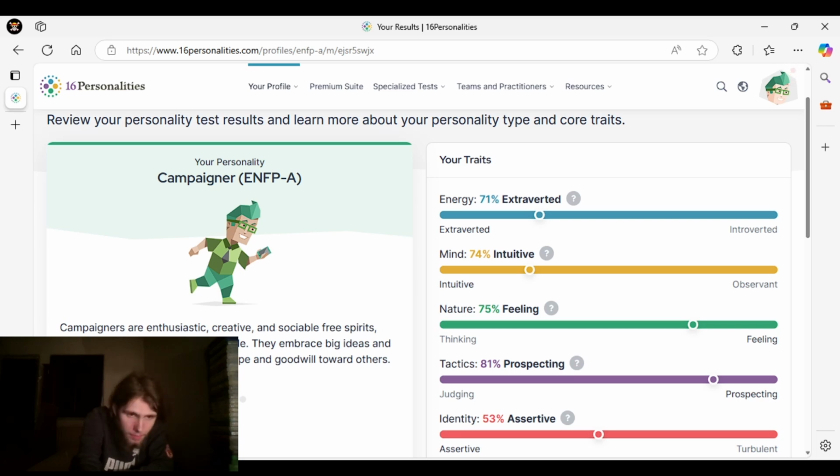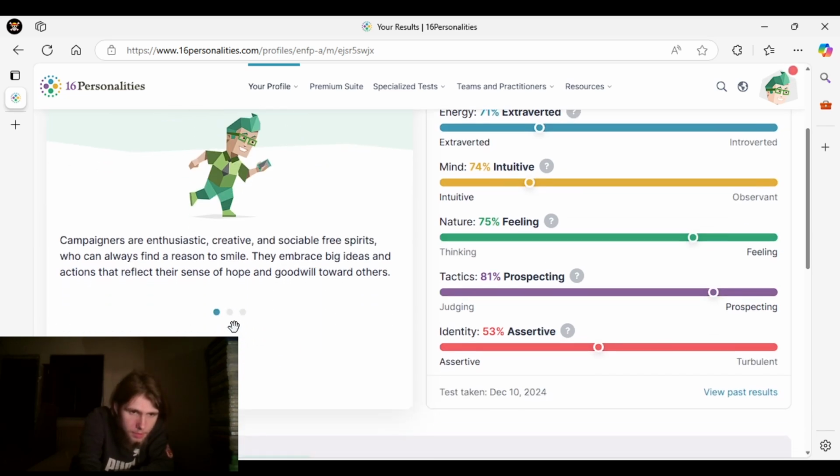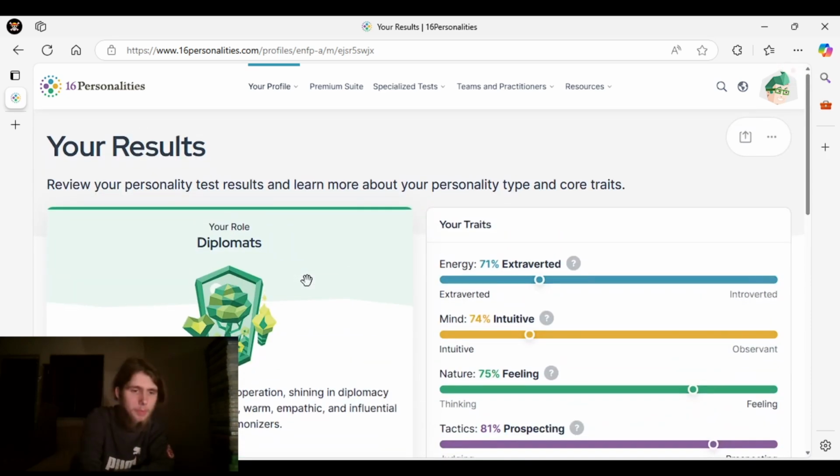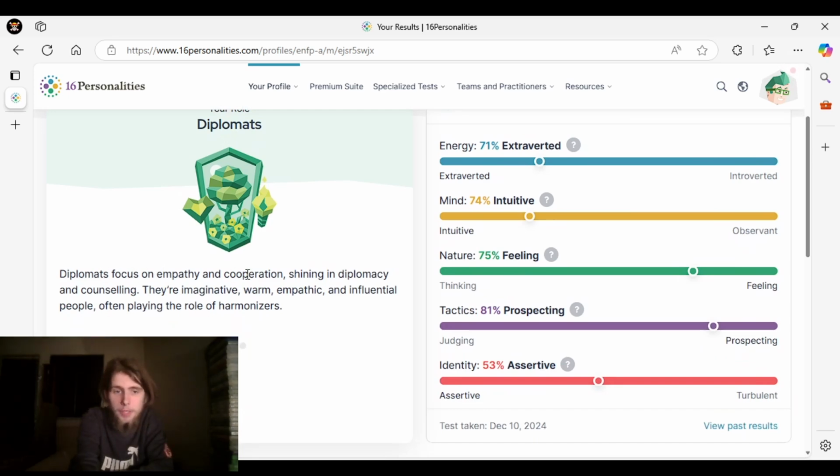So yeah, we have, wait, there's some more here. If we go into diplomats: they focus on empathy and cooperation, shining in diplomacy and counseling. They're imaginative, warm, empathetic, and influential people, often playing the roles of harmonizers, which in a way is true. But I feel like the ENFP is a bit more of an outlier here. Let's be honest.